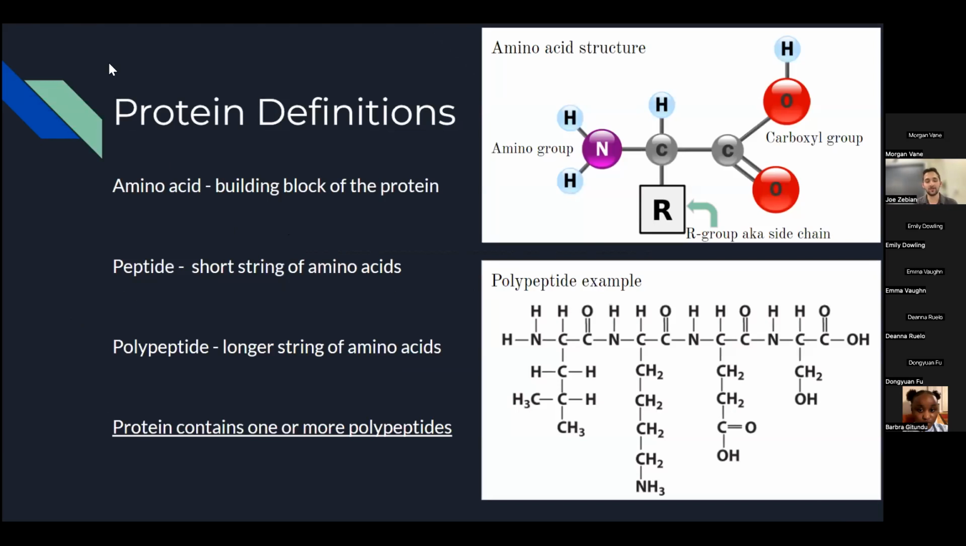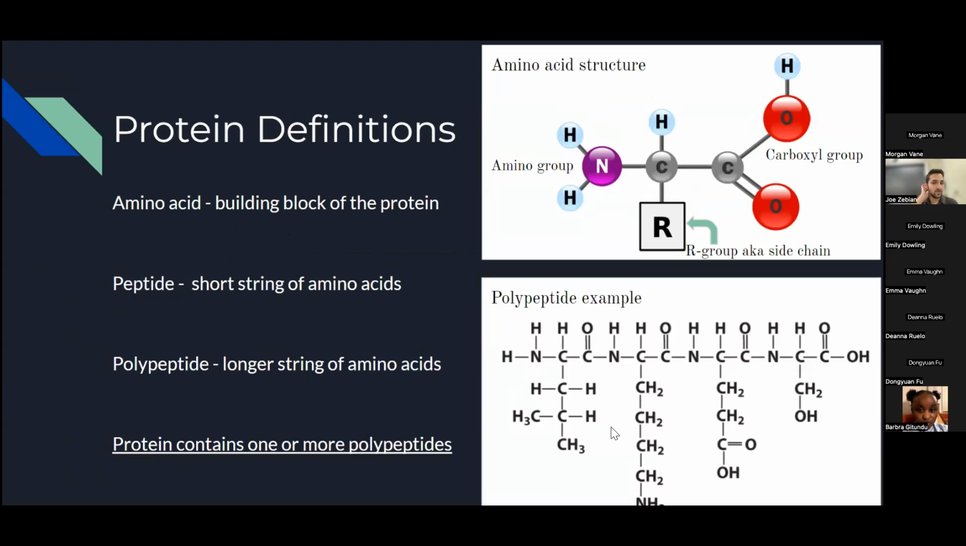Quickly before we get into everything, let's break down some important terms and what they mean. An amino acid is just the building block of the protein. It's what proteins are made out of. They are formed by peptide bonds, which are a covalent bond that we're going to discuss a bit later.